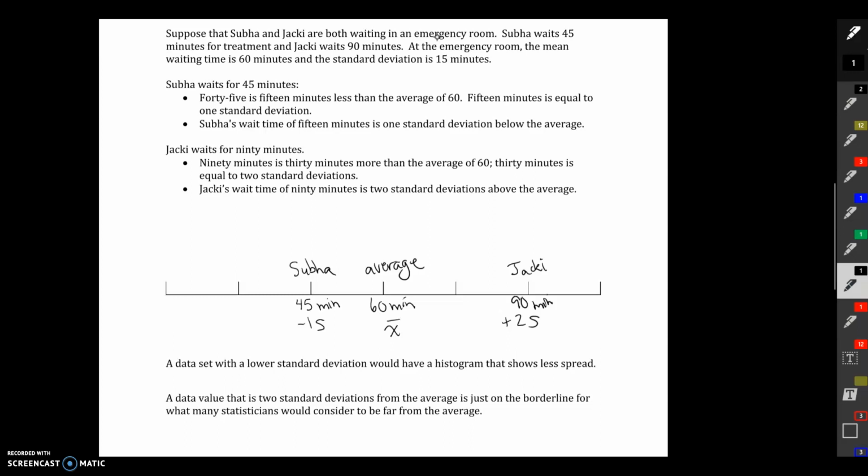When we think about connecting this back to histograms, data sets with lower standard deviations have histograms that show less spread. Okay. And as far as whether results are usual or not, or when they start being abnormal, 2 standard deviations is kind of where things start being a bit outside of the average. More than 3 standard deviations starts being very unusual and unexpected.